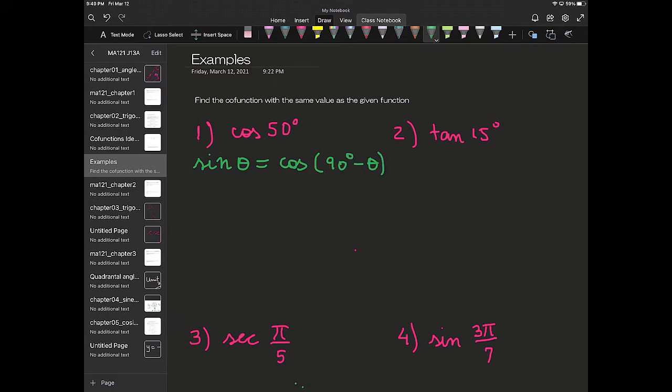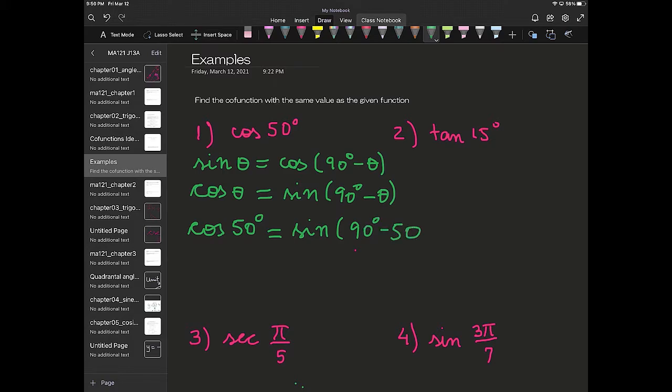Because sine and cosine are cofunctions, we can also write that cosine of theta is equal to the sine of 90 degrees minus theta. We are going to use the second version to write cosine of 50 degrees in terms of the cofunction. So cosine of 50 degrees is equal to sine of 90 degrees minus 50 degrees. We have then that cosine of 50 degrees is equal to sine of 40 degrees.